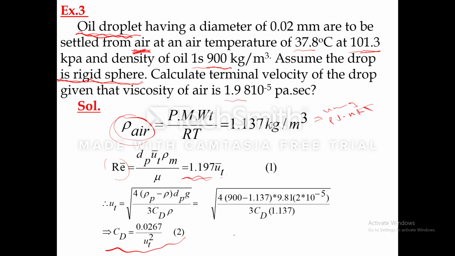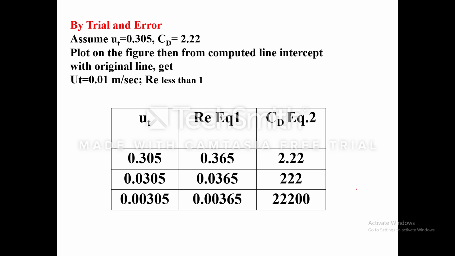So I have equation 1 and equation 2. This will be solved by iteration. Assume UT, find CD, then plot on the figure, then from the computed line intercept with the original line we get UT and Reynolds number, which will be less than 1. Or, assume UT, from equation 1 we compute Reynolds number, from equation 2 I compute CD, until I have a straight line, which will give me UT and Reynolds number.